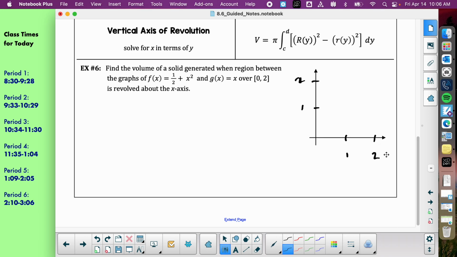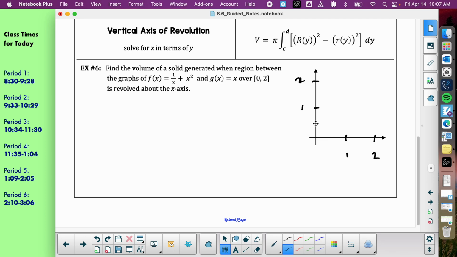Well, Emily, what was that? How do I know what? Oh, I just looked at the equation that they gave me. 1/2 plus x squared is very close to the origin. And then y equals x is on the origin. And the interval is 0 to 2, so on the x-axis you wouldn't have to go past 2. Most of the time it's given to you. This one just wasn't. I've just done a lot of problems, so I kind of already know.